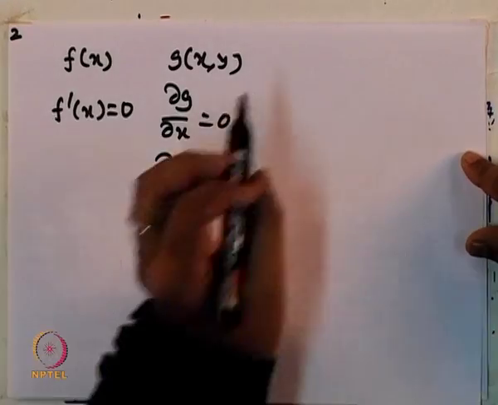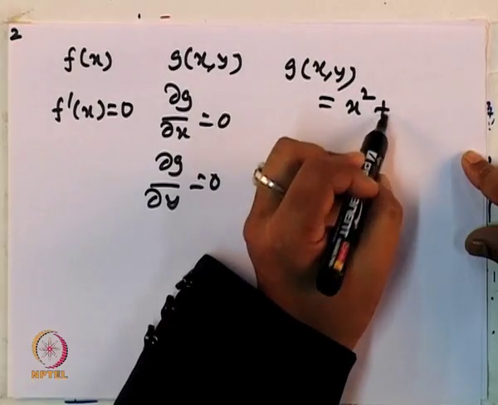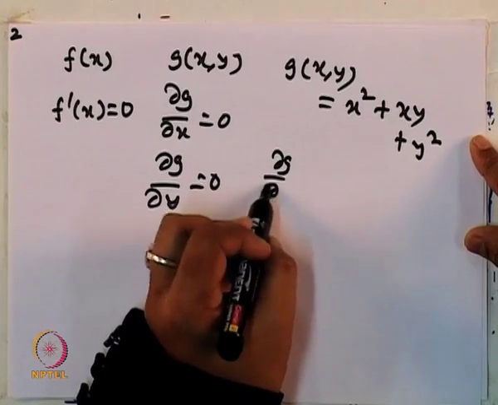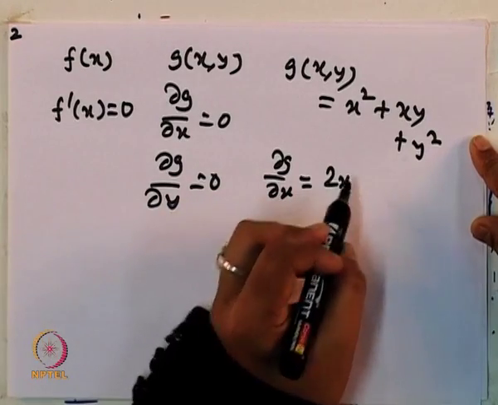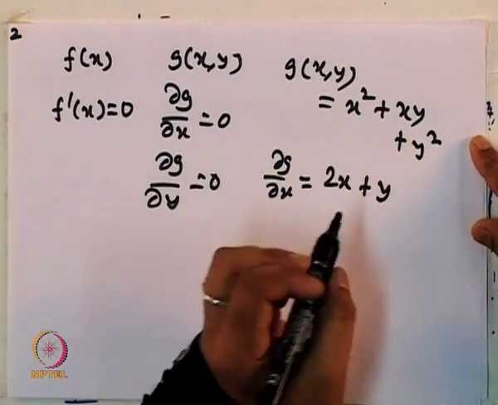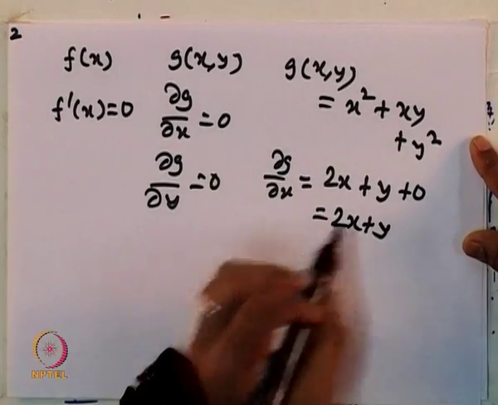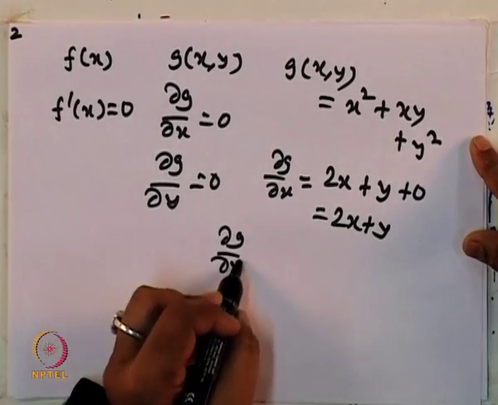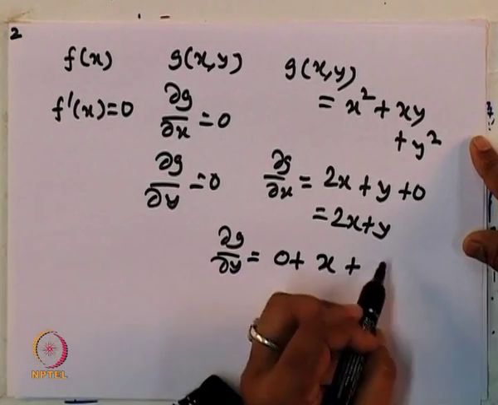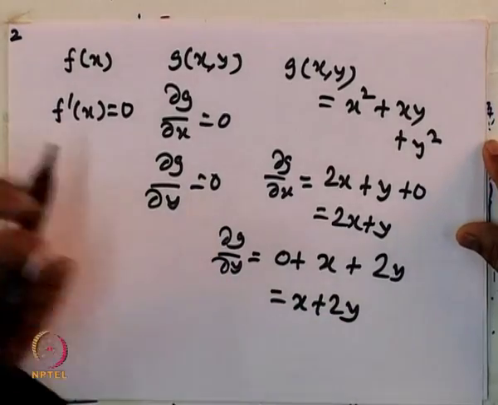Once again, if g of x, y is, let us say, x square plus xy plus y square, then del g del x is going to be 2x plus y, because if you are taking the derivative, assume y is constant, plus 0, which is 2x plus y. Okay. And del g del y is equal to 0 plus x plus 2y. Okay. You set both of these equal to 0.